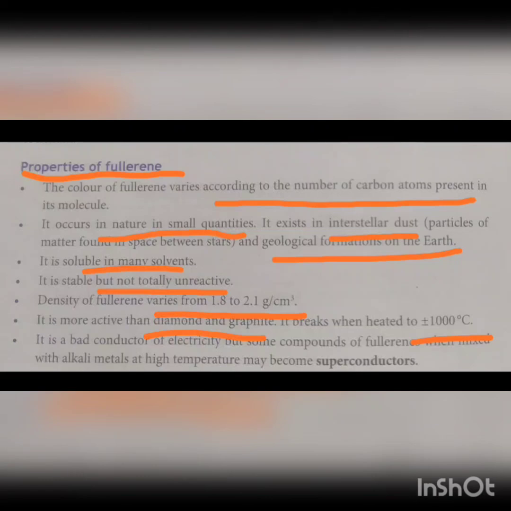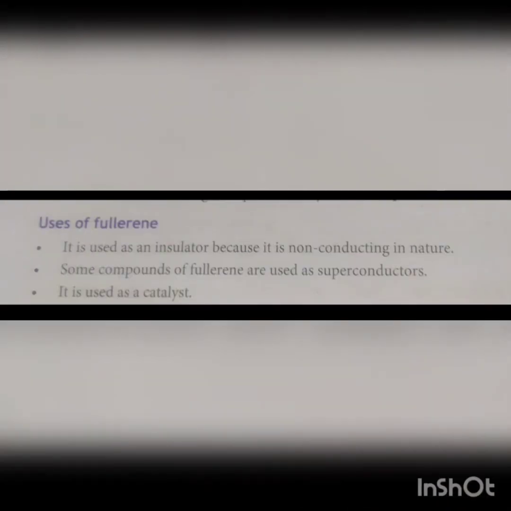It is a bad conductor of electricity, but some compounds of Fullerenes, when mixed with alkali metals at high temperature, may become superconductors. The uses of Fullerene. It is used as an insulator because it is non-conducting in nature. Some compounds of Fullerene are used as superconductors. It is used as a catalyst.